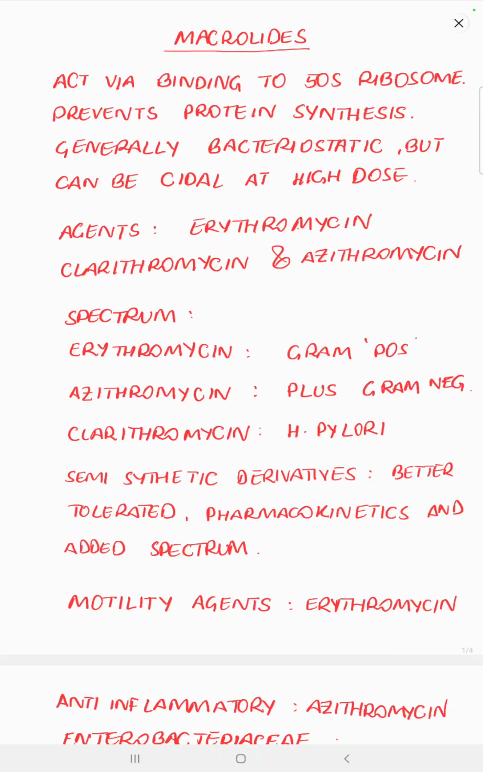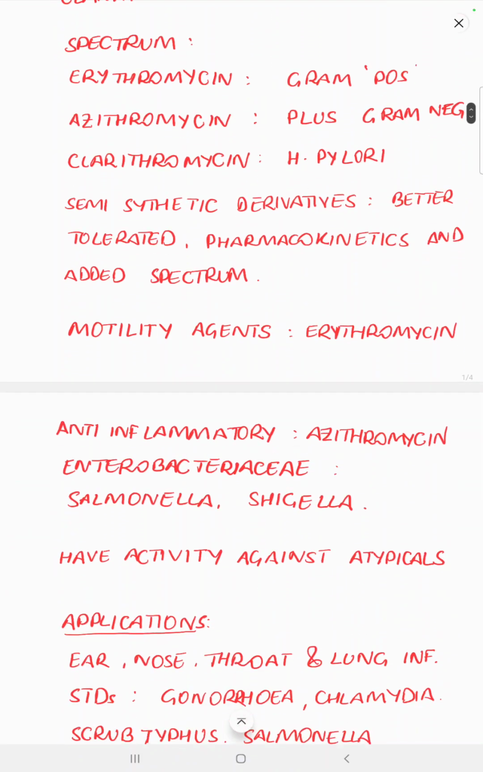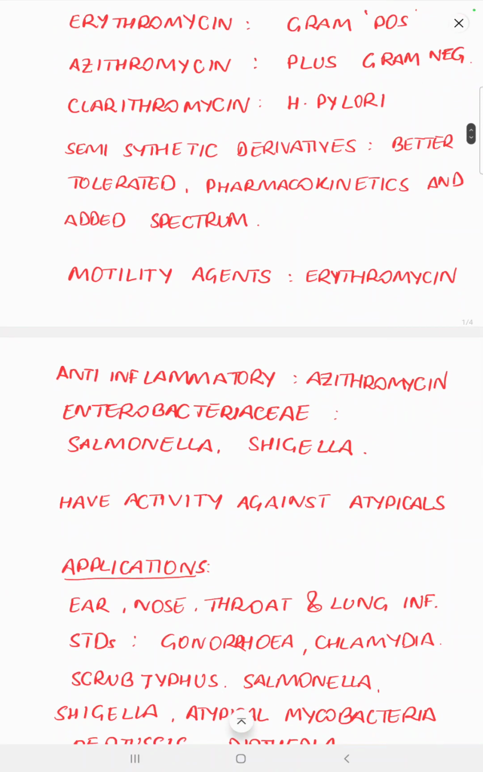One special use of the macrolides is as motility agents. Generally it's erythromycin because of its activity on the motilin receptors in the gut. The macrolides also have anti-inflammatory properties, and the agent which has been exploited most is azithromycin.